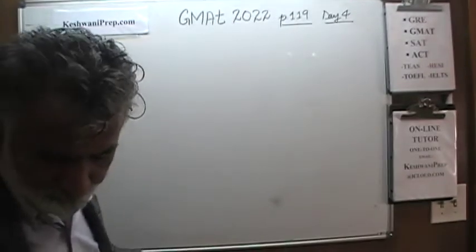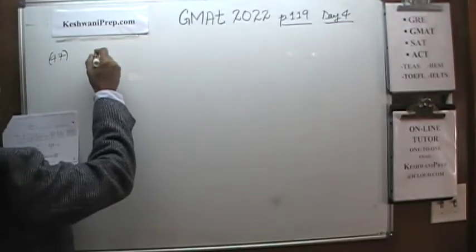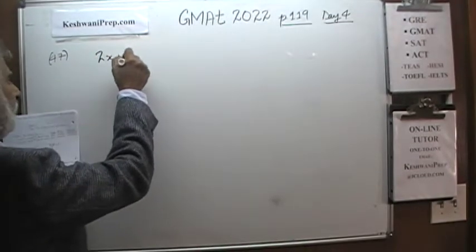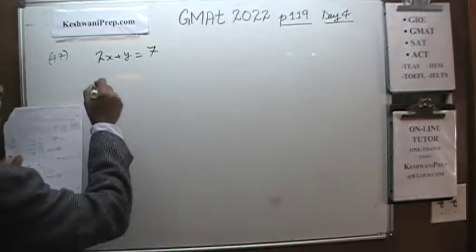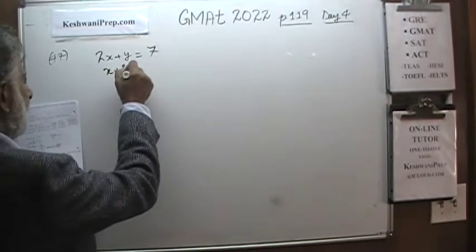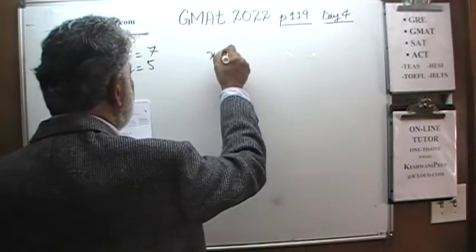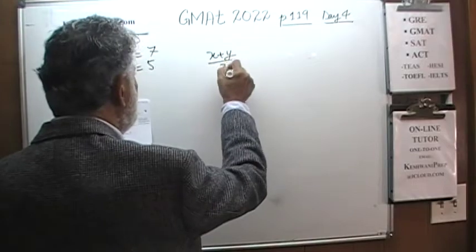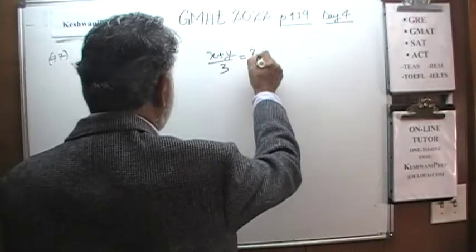The very first problem that we see there, number 47. In number 47, we are given two equations. First one is 2x plus y, we are told, is equal to 7. Then we have x plus 2y, and that is equal to 5. And the question simply is, how much is (x plus y) over 3? Let's see what we can do.